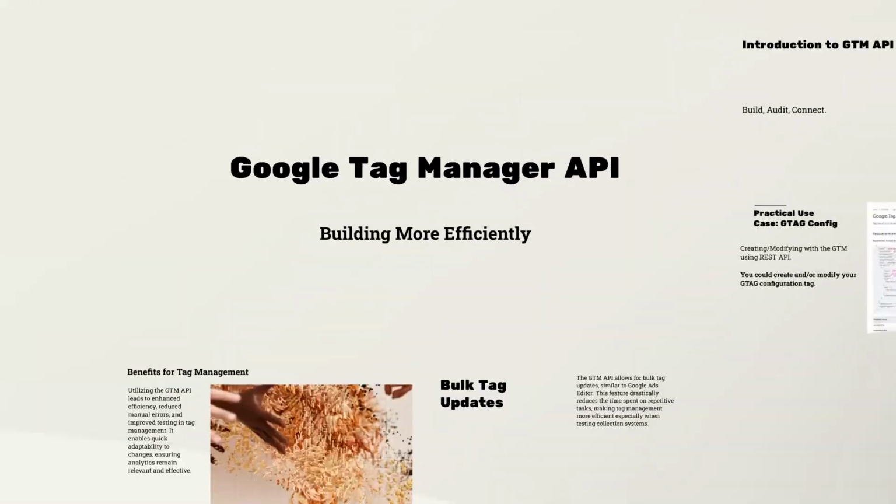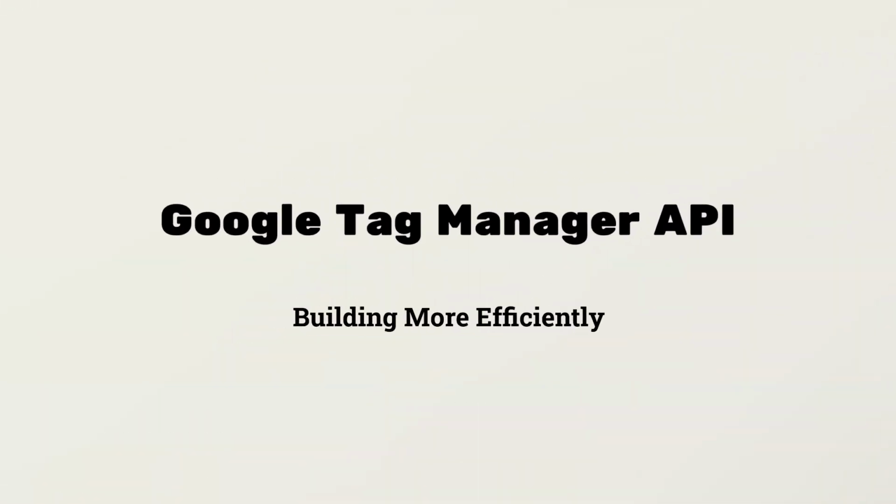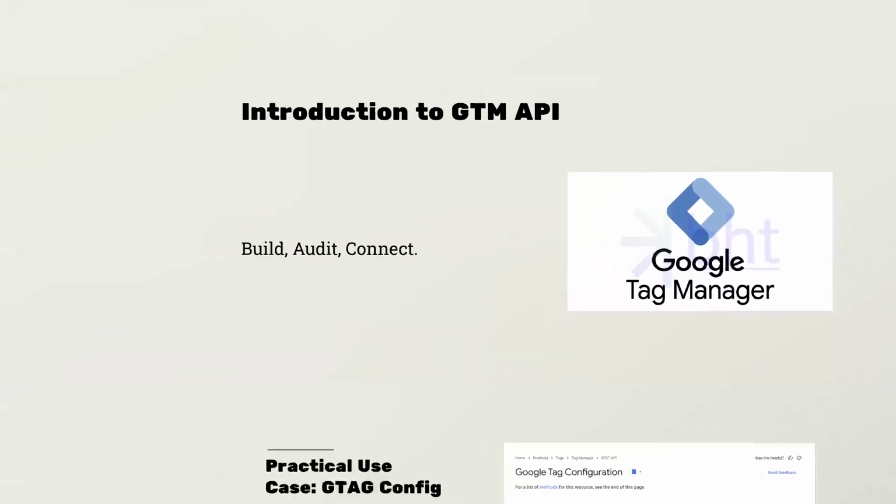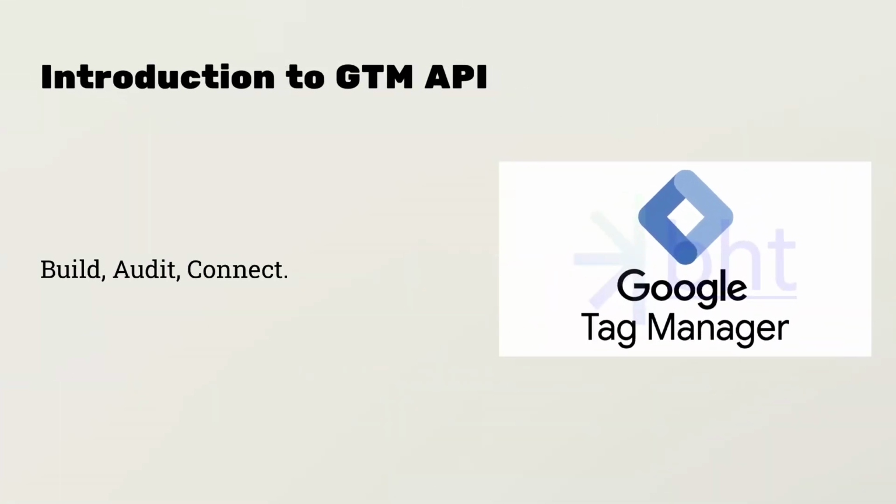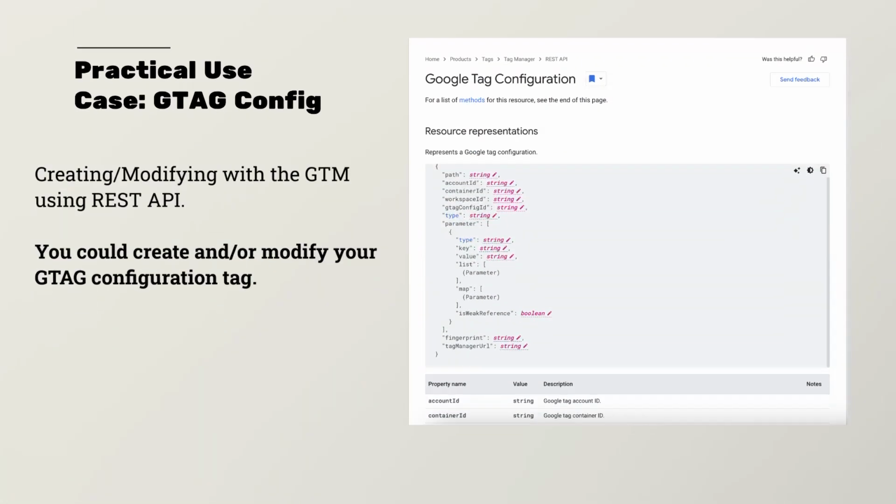Okay, so a little bit more presentation and we're done. So jumping into the thick of it, GTM API, a place that I thought was really interesting to look at. And I use GTM to build Audit Connect. One of the use cases I thought was practical for this is GTag configuration. Again, I'm just going to hammer this home.